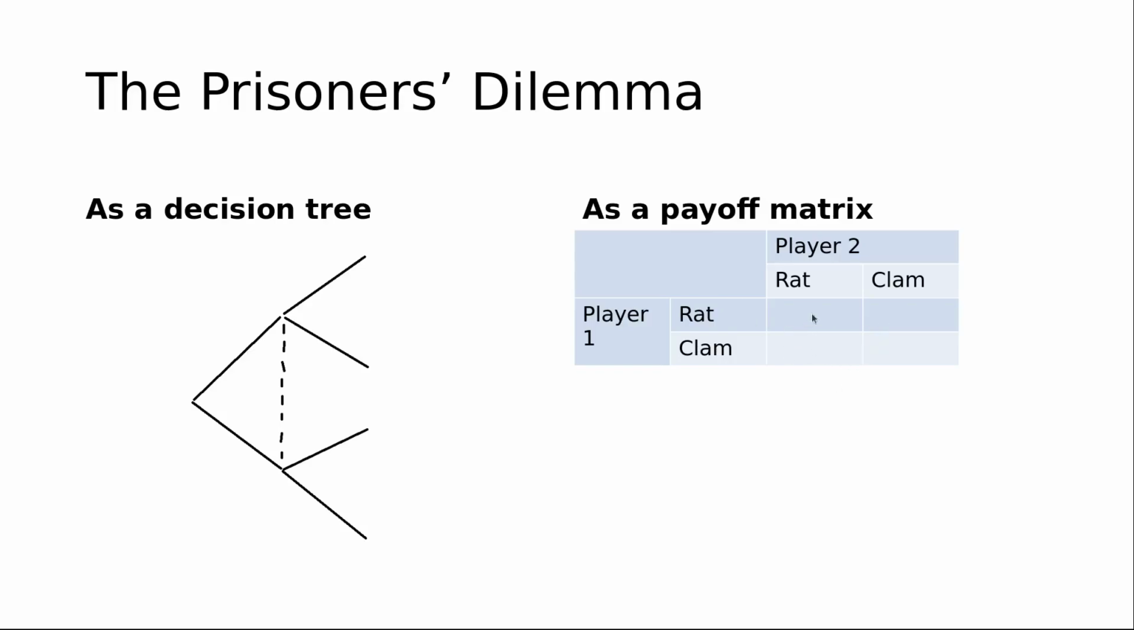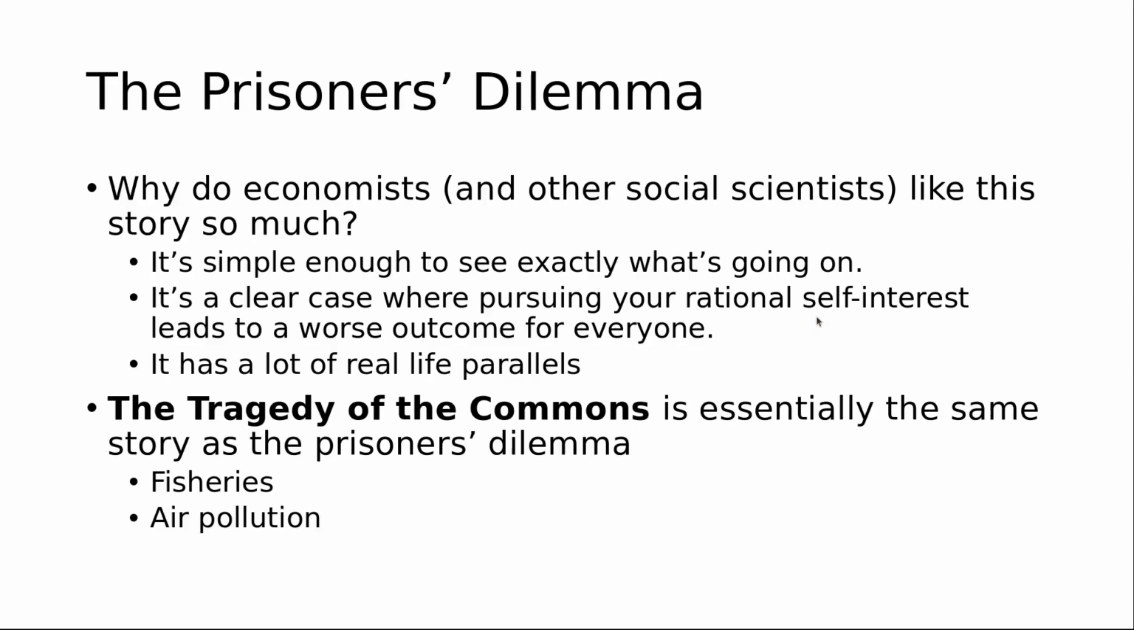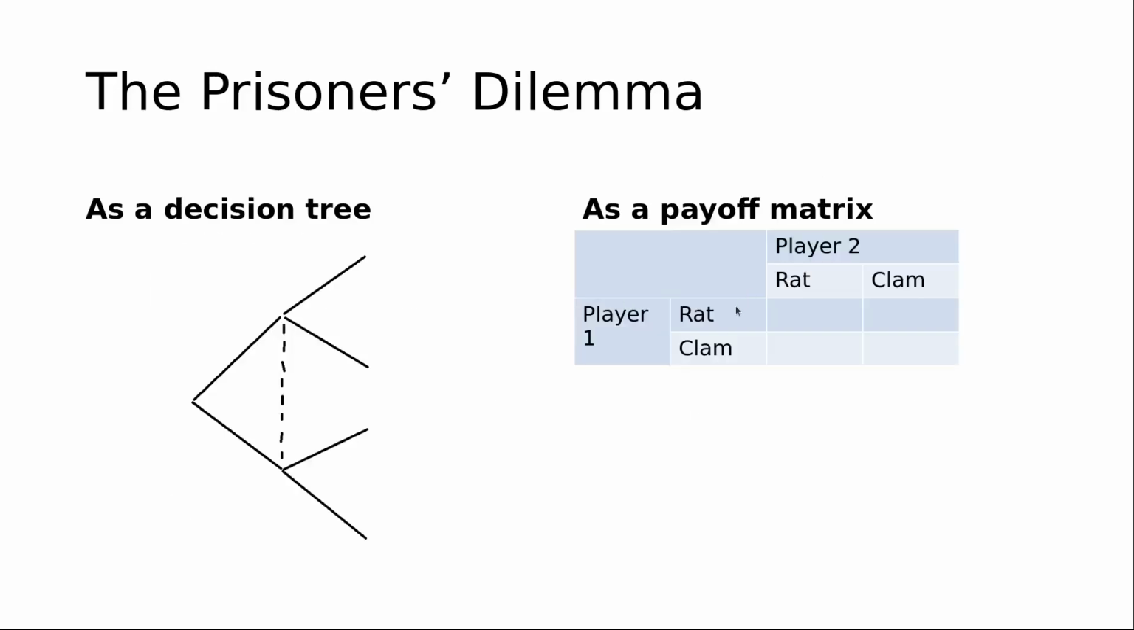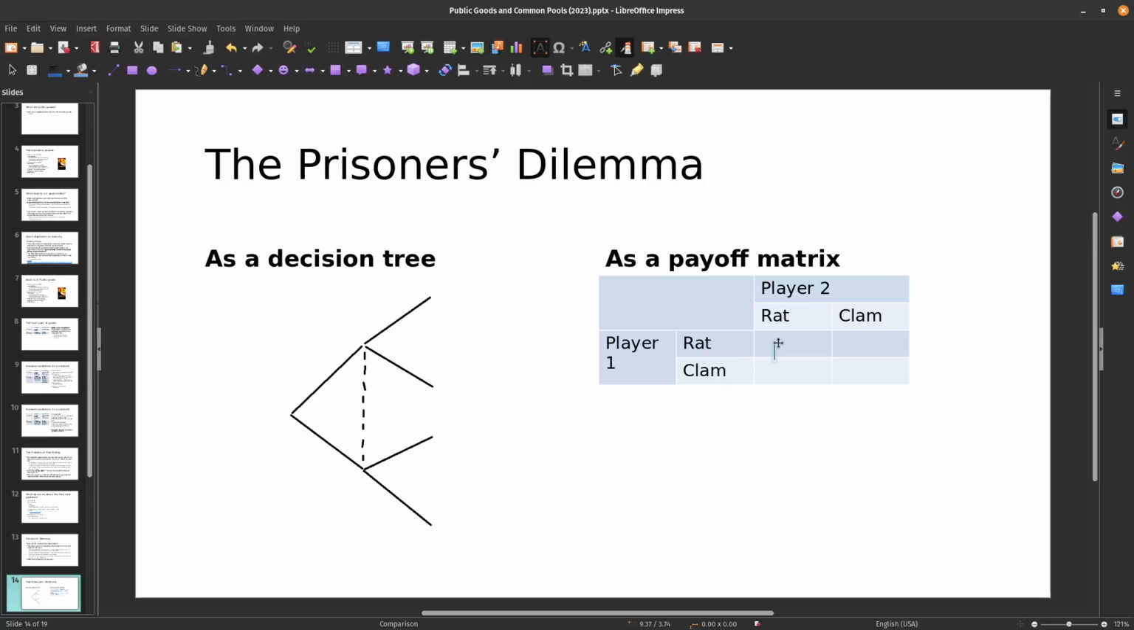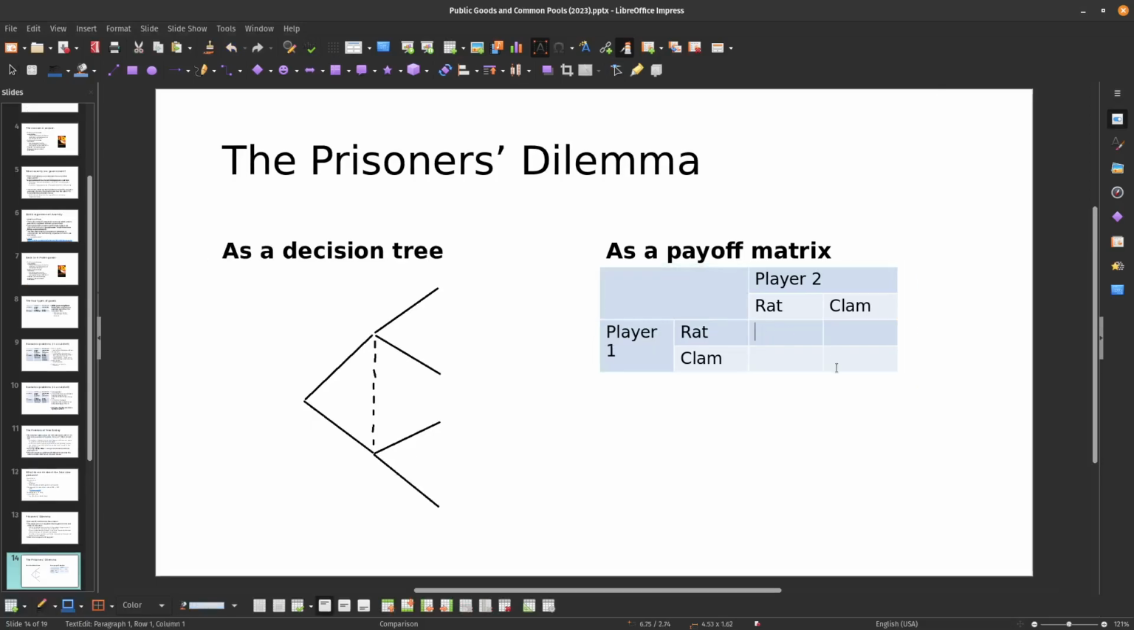Or we could show this on a 2x2 payoff matrix. We'll see a little bit more of this in the textbook when we talk about oligopoly. But basically what's going on here, I'm going to go into here and edit this. So what do we get?